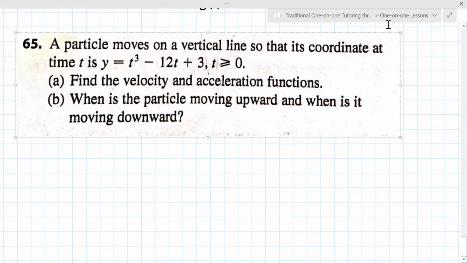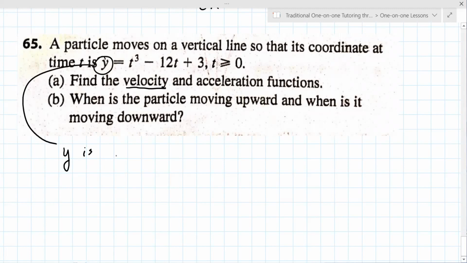No problem. I would recommend us looking at 65 because it's got some things about moving up, moving down. This is a classic problem you see in calculus. You also see it in physics if you end up taking that class, which I would assume you will. It always asks usually for the velocity and acceleration functions. Velocity is the derivative of position. So y is position, and sometimes it's referred to as s. But y prime is velocity, and y double prime is acceleration, exactly.